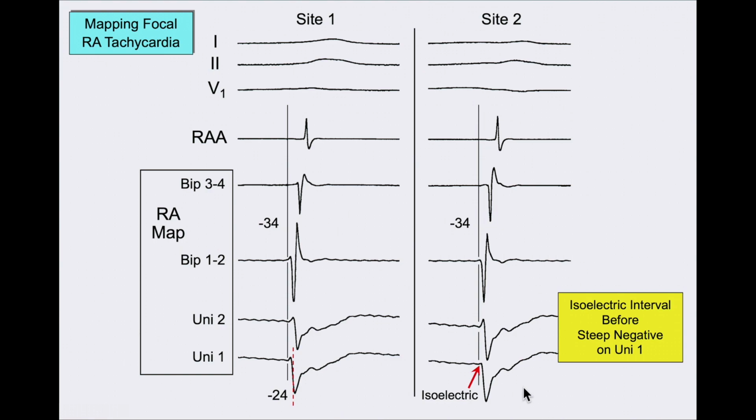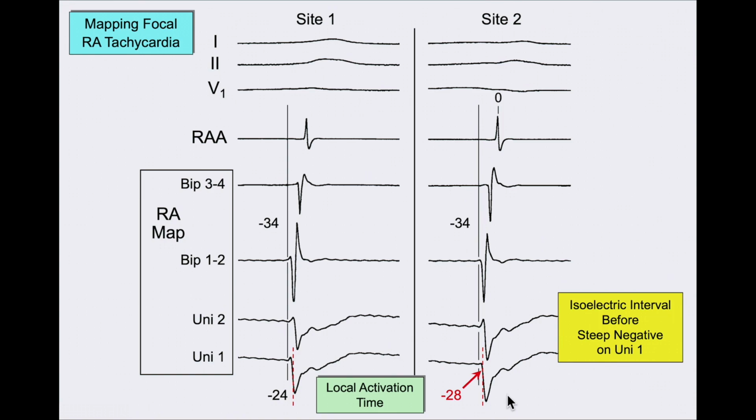So what is the real activation time here? Well, it's going to be based on the downstroke of the unipolar electrogram. It's 28 milliseconds after the reference. So that's 6 milliseconds later than the earliest far field activation. So that's still too late and too far away for ablation.